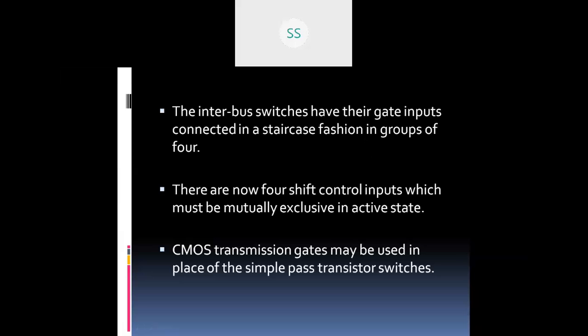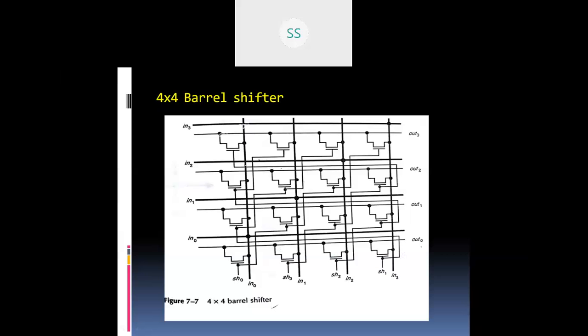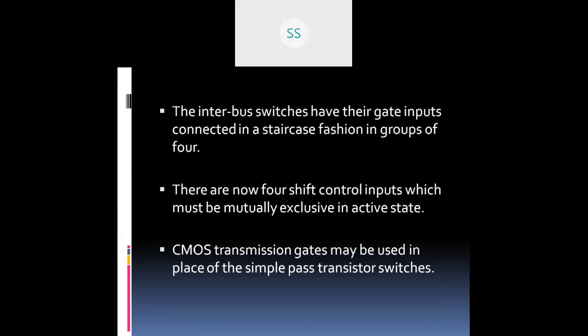That's why there are now 4 shift control inputs, which must be mutually exclusive in the active state. As in the diagram we see that SH0, SH3 to SH1 are the only 4 control signals, and when they are put into operation they are mutually exclusive to each other in the active state. The active state is when it is in operation. That is one of the features of the barrel shifter.